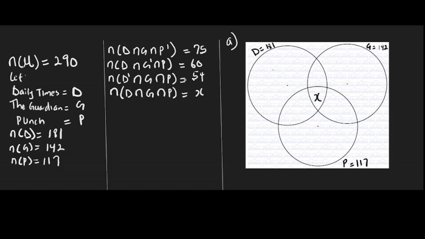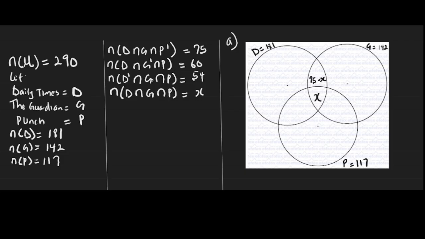Then let's now substitute in the other information we have in the question. In the question, we are also given the number of Daily Times and Guardian to be 75. That is represented with this here. But this 75 that we have, we are not just going to write only 75 here. We are going to subtract X, the intersection of the three, from 75. So here is going to be 75 minus X.